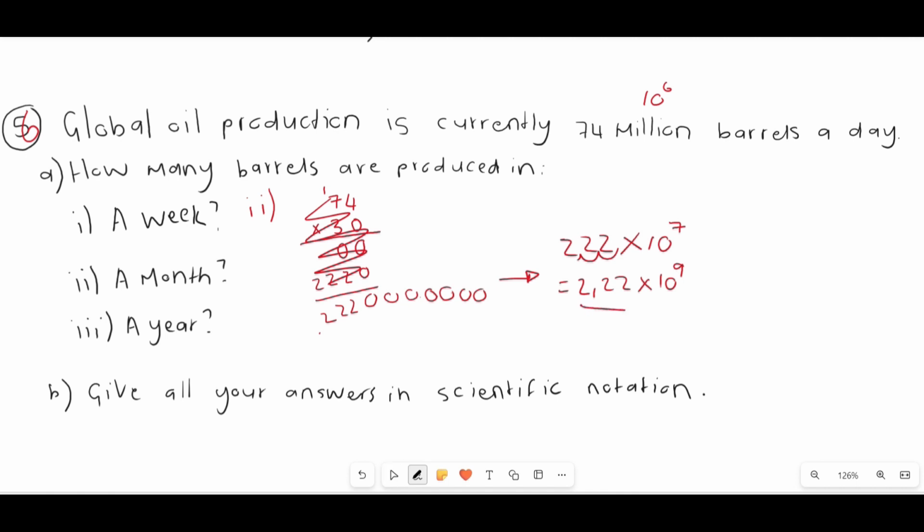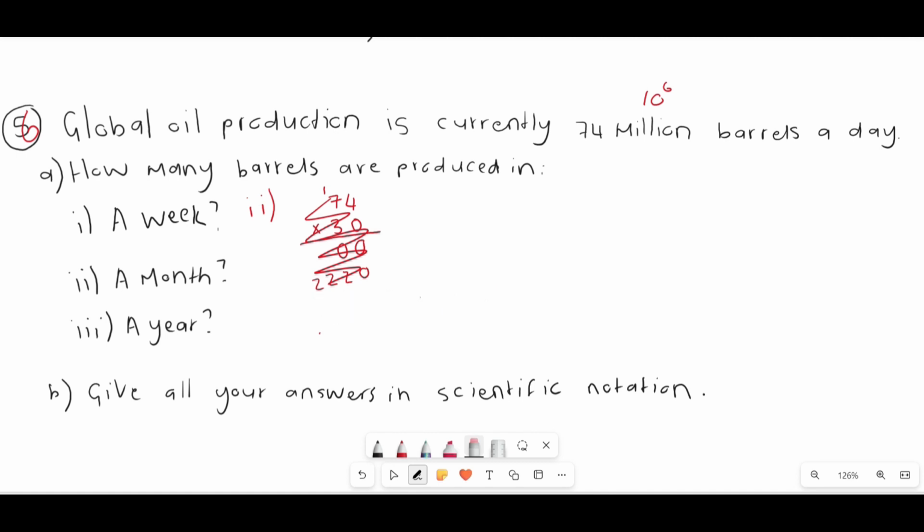So there is your answer for B as well, putting it into scientific notation. This is the answer for A2. Okay, so let's quickly wipe that out. And then we'll do the last one. We're almost done, guys. Not much longer to go. Okay. Last one.